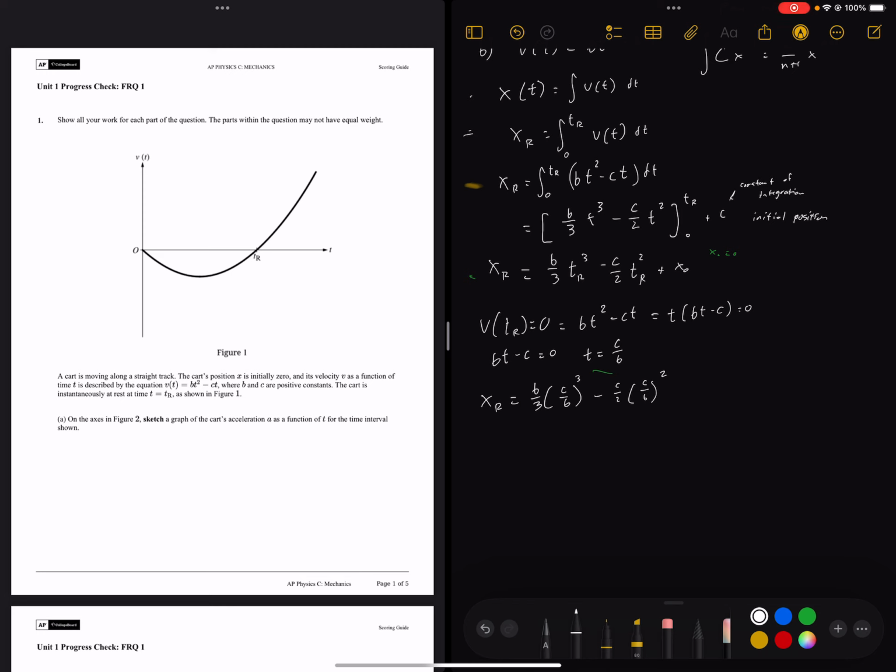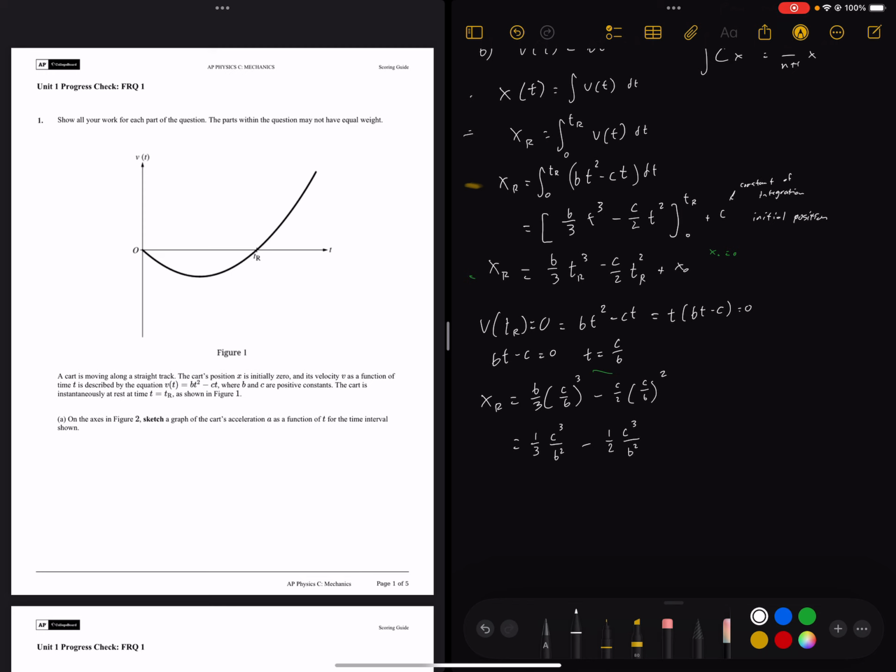So c over b, quantity cubed. I have a b over 3 here. So b over 3 times c cubed over b cubed. That just comes out to 1 over 3 times c cubed over b squared. All right. Then we need to evaluate this one. So I have c squared over b squared times c over 2. So I'm going to end up with 1 over 2 times c cubed over b squared.